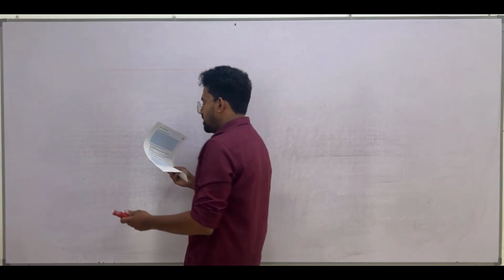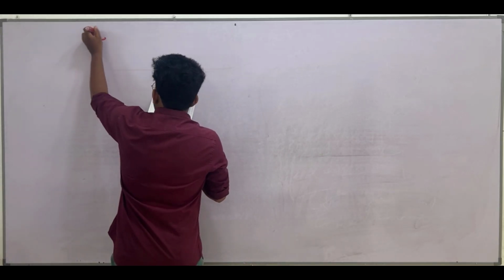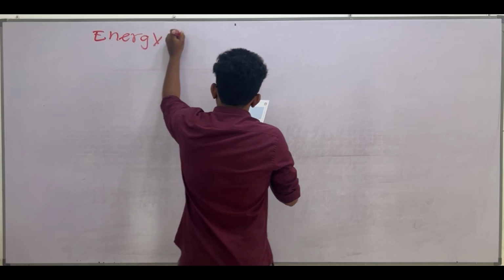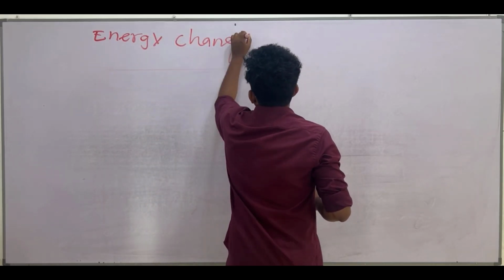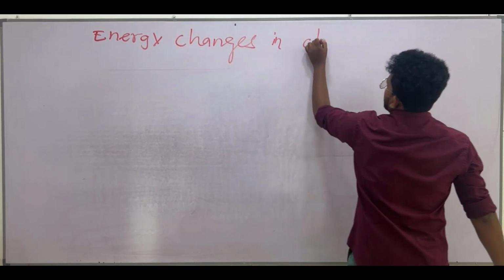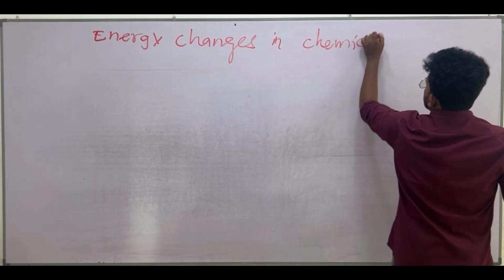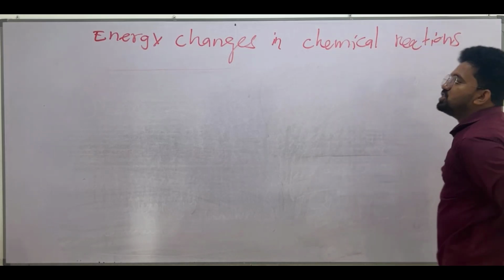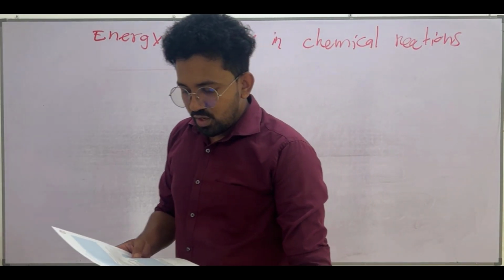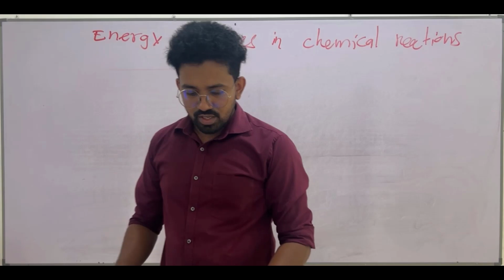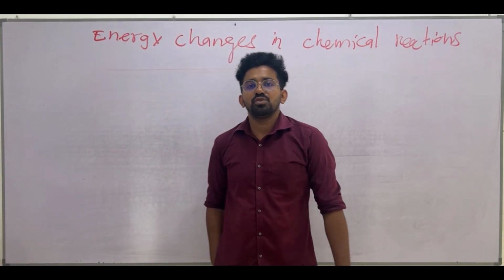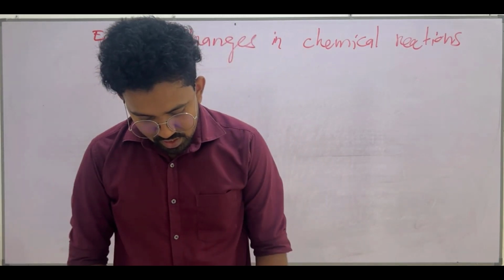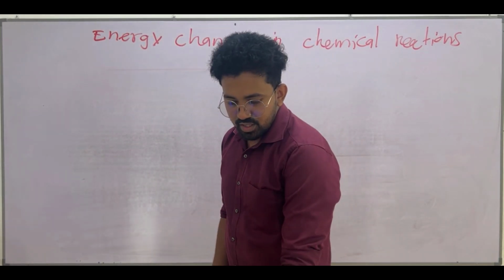That's the second topic. Write down the second topic: Energy changes in chemical reactions. So when it comes to energy changes, there can be three types of energy changes in chemical reactions.